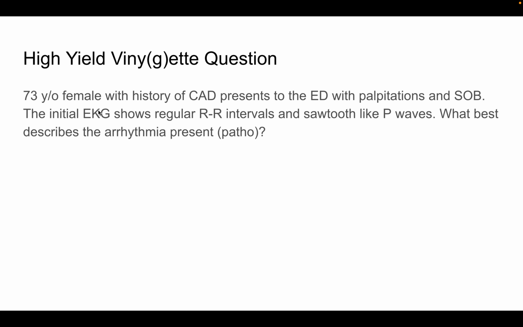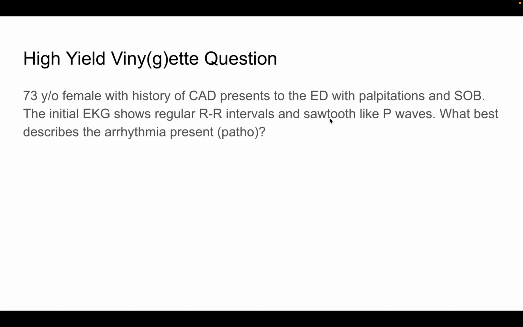So, a 73-year-old female with a history of coronary artery disease presents to the emergency department with palpitations and shortness of breath. So, you want to get an EKG, right? The initial EKG shows regular R to R intervals. That automatically rules out AFib, right? Because from this first sentence, you can be thinking, this is an arrhythmia. Could it be AFib? Could it be A-flutter? But this next sentence, when it says it has a regular R to R interval, that automatically throws out AFib.